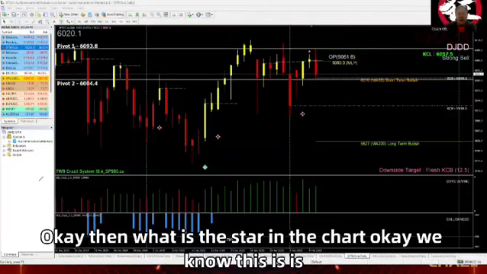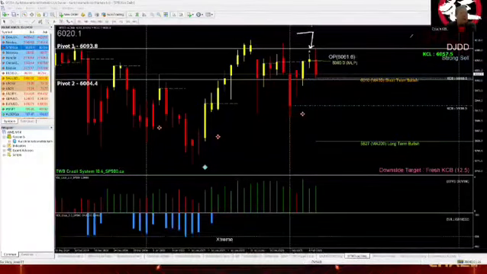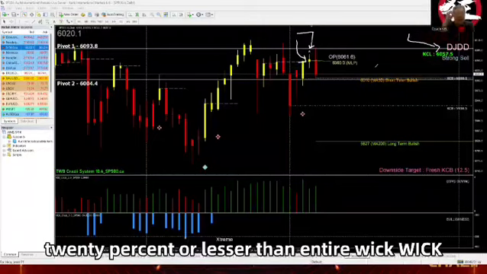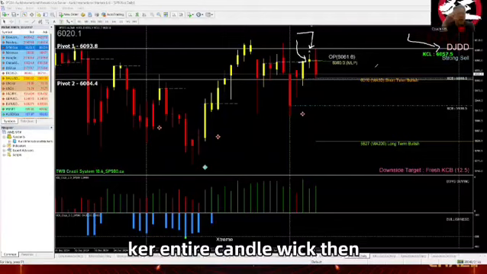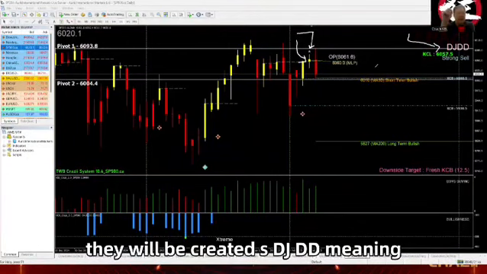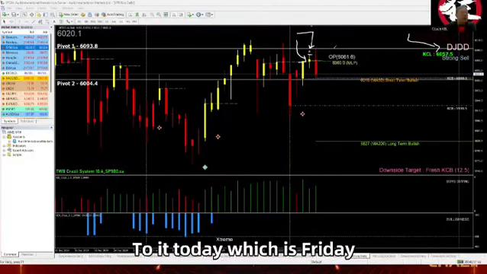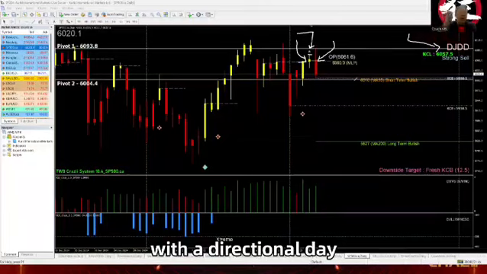Okay, then what is the star in the chart? We know this star is because it's a doji directional day. When the candle body is 20% or less of the entire candle wick, then it will be created as DJDD, meaning doji directional day. So yesterday was a doji, so today, which is Friday, is a directional day.